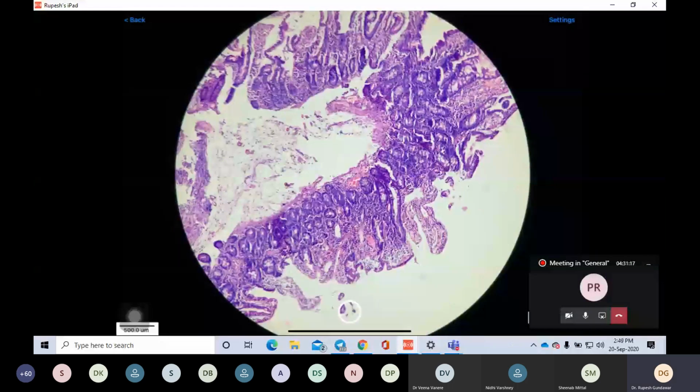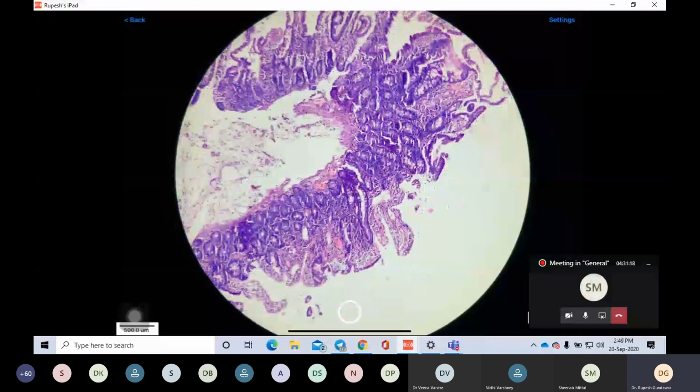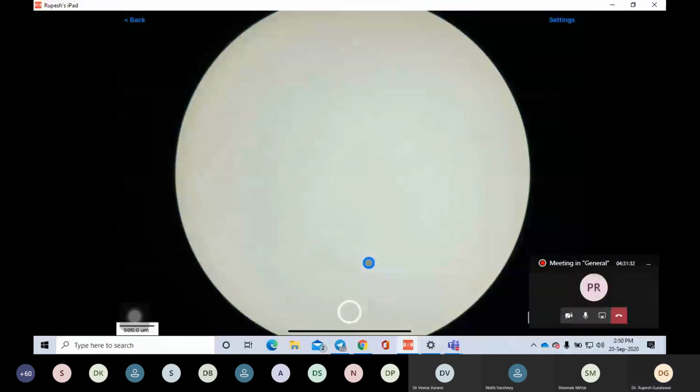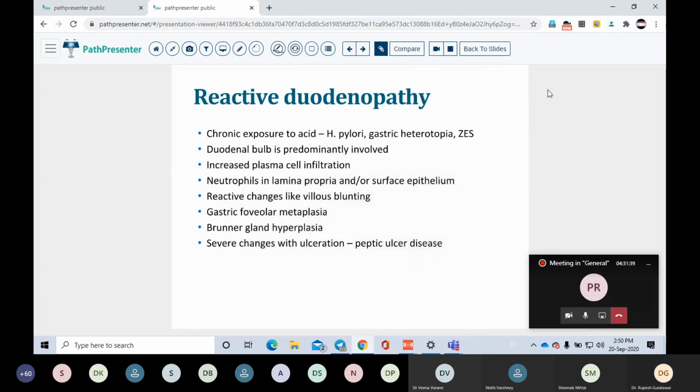Just scrolling through the focus to show you the features of malabsorption. The crypt hyperplasia, villus broadening, villus blunting, and the foveolar metaplasia. So this is about reactive duodenopathy.